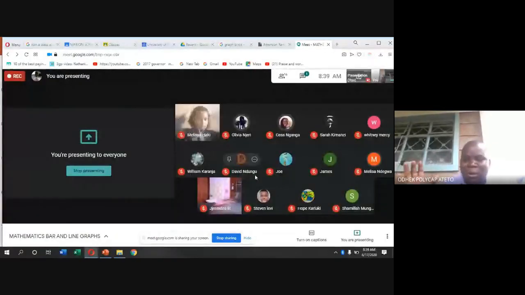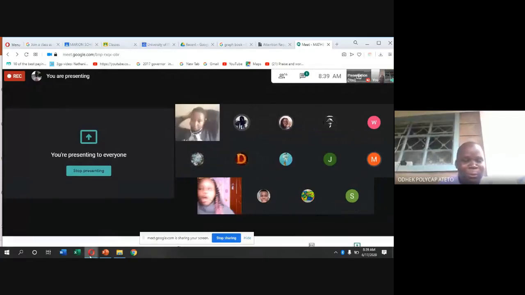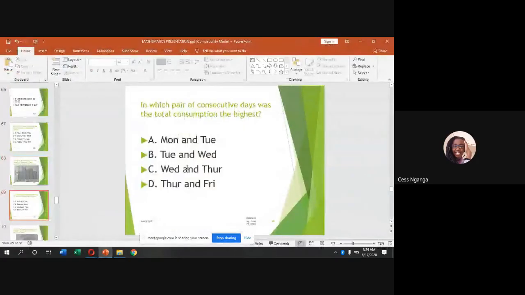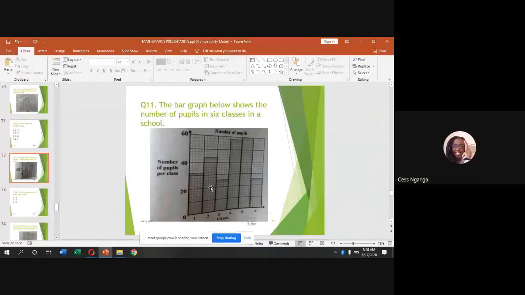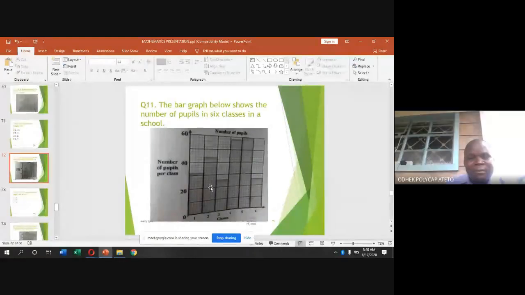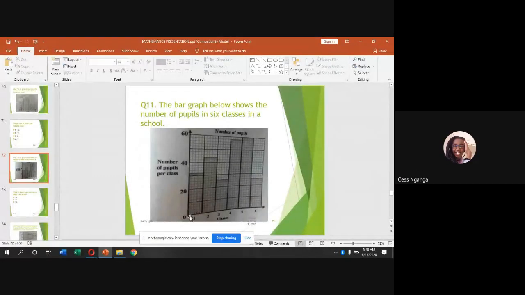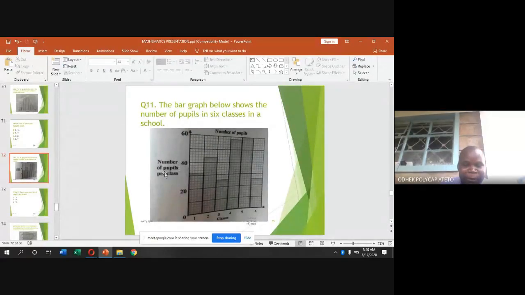Anybody who has not understood how to write the scale, before we go to something else, how do we write the scale? Tanya, can I give you another one? Give me the scale in that question. What is the scale? 1 centimeter represents 10 pupils, on the vertical axis, and then horizontal?